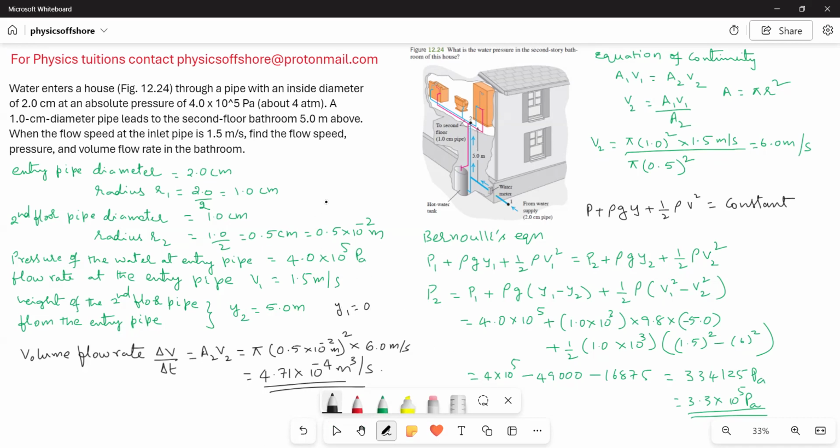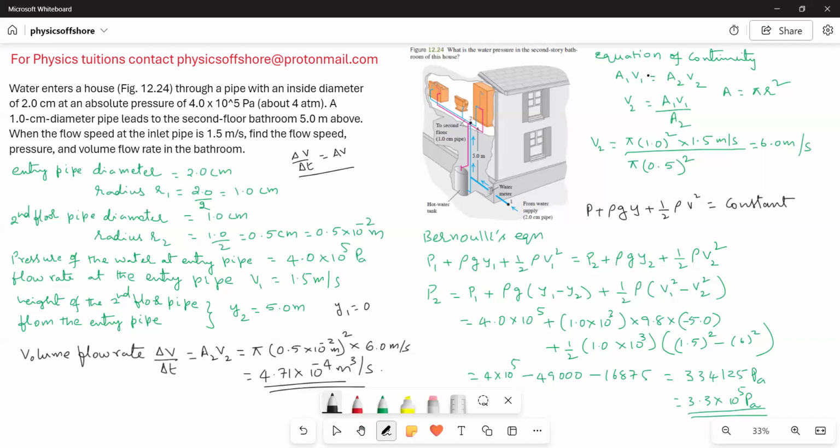Okay. Now we know to find the volume flow rate, we have the equation delta V by delta T is equal to A V. Am I right? So how to find this one? This we can easily find out using the equation of continuity, because the mass of the fluid entering into the pipe and leaving the pipe is the same. That means there isn't any change in the mass of the fluid entering into the pipe and leaving the pipe. Therefore, I can safely use the equation of continuity.